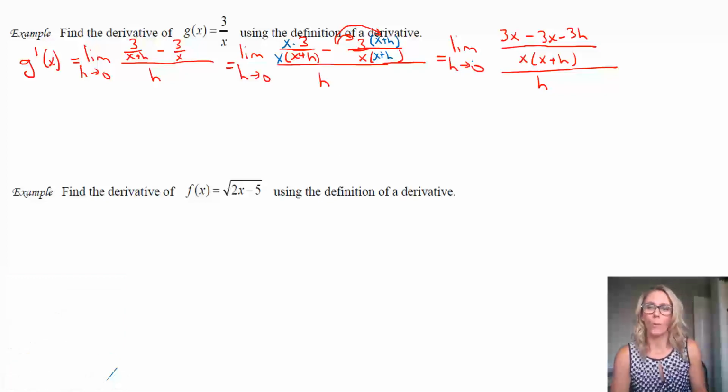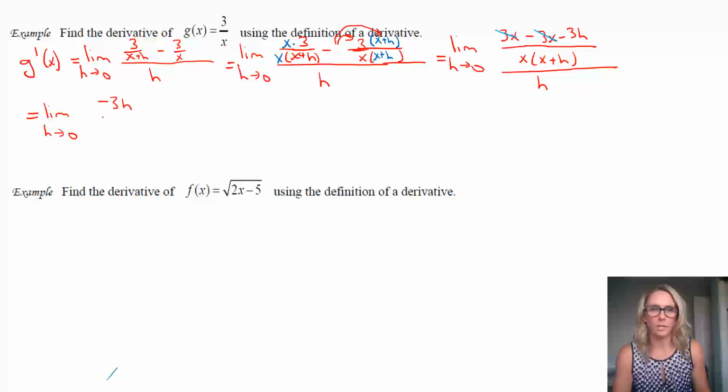But now what we notice is that it's time to start simplifying and see what happens. So now we have this 3x, which simplifies with this 3x. So that's going to be super helpful. So all we have in the numerator is a minus 3h. I'll do a couple more steps here. We're almost ready to take our limit. So the limit as h goes to 0, now we have a negative 3h divided by an x times x plus h.